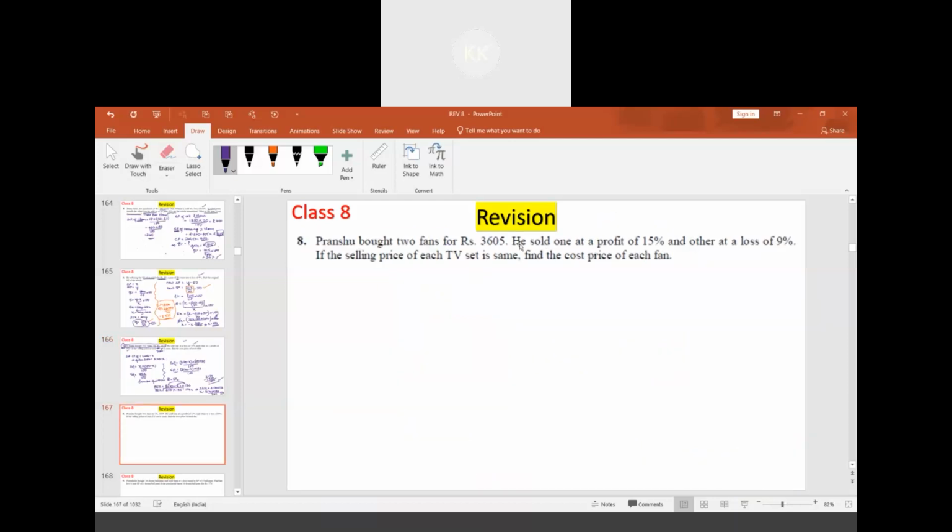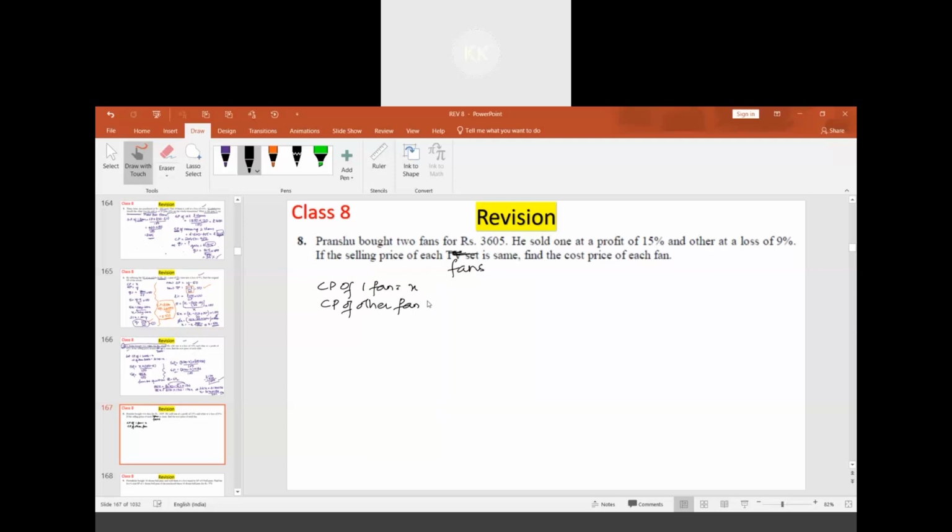Question number 8. Rancho bought 2 fans for rupees 3605. He sold one at a profit, the other at a loss. Again here there is a misprint, it is not TV set, it is fan. If the selling price of the fans is the same, find the cost price of each fan. The same method, same procedure. If you take the CP of one fan to be X, the CP of the other fan will be 3605 minus X.